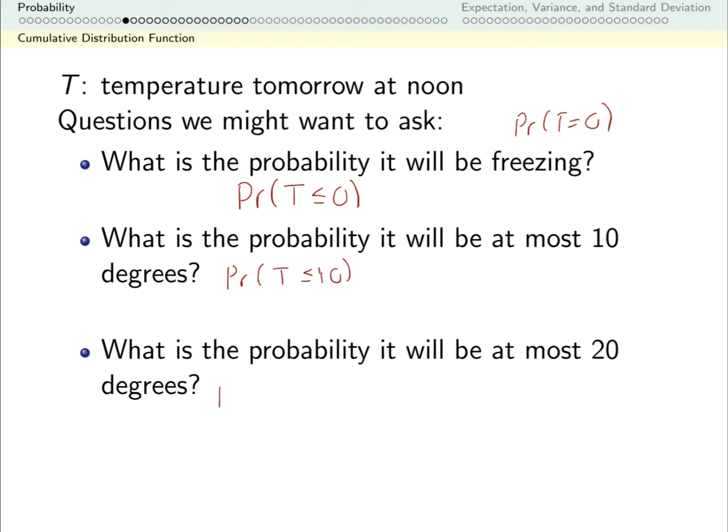And the probability that it will be at most 20 degrees is the probability T is less than or equal to 20. So the odds of water freezing, the odds that you'll definitely need a jacket, the odds that you probably won't need to wear shorts, say.